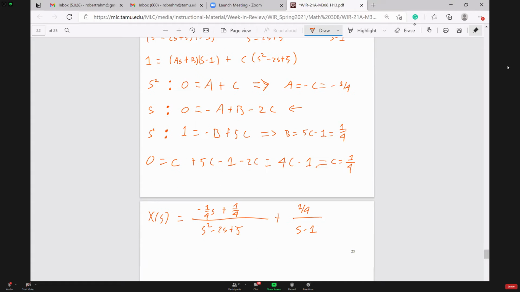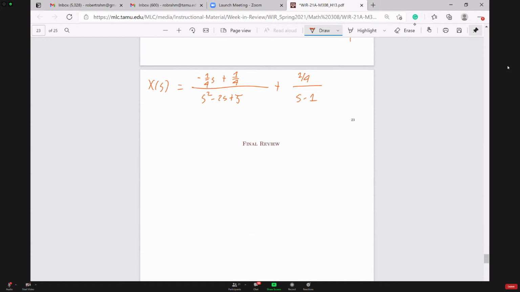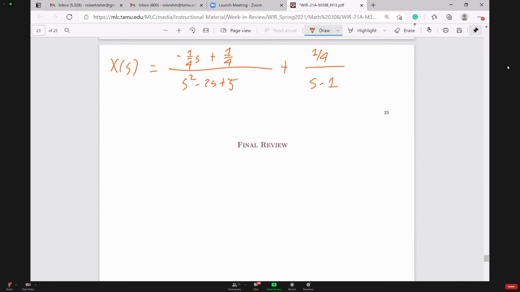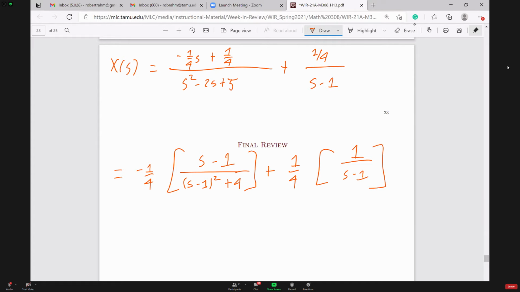Okay. All right. So now basically, to do the next part, let me zoom in a little bit. I want to start by factoring out the 1/4. So I'm going to have minus 1/4 times s minus 1. Okay, I'm going to complete the square in the denominator. That's going to give me s minus 1 squared minus 1 plus 5, so plus 4, and then plus 1/4 times 1 over s minus 1.